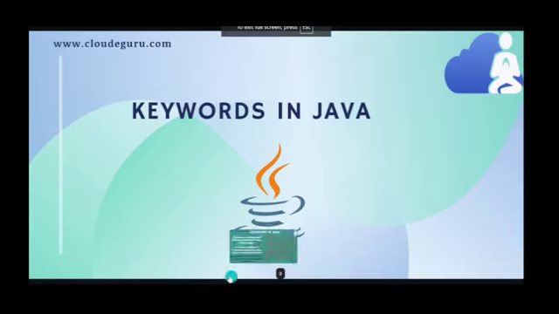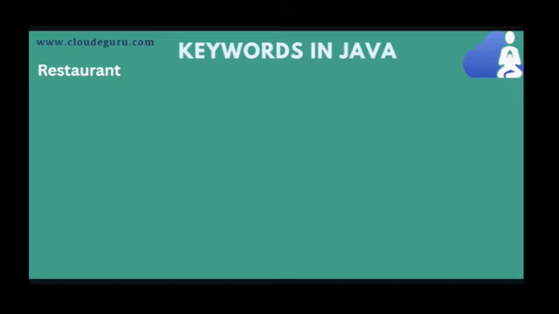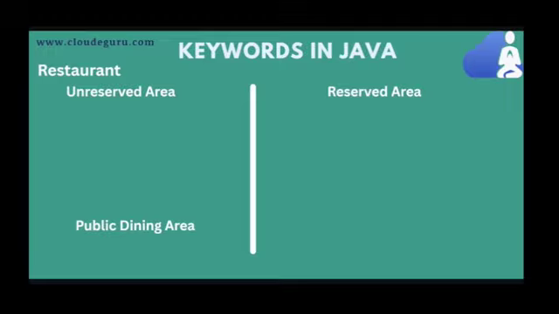Hello and welcome. In this lecture, we'll understand what keywords in Java are. You all might have visited restaurants in your life, right? In restaurants, there are different areas. A few areas are reserved for specific reasons and specific work, and a few areas are unreserved. Unreserved areas are those where we generally visit to have our meals or dine out.